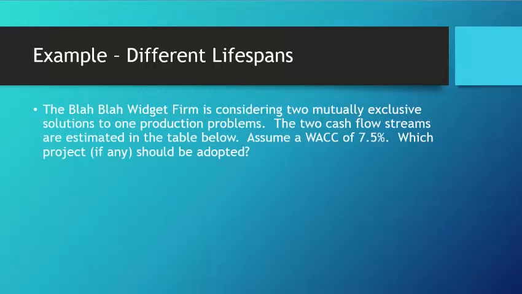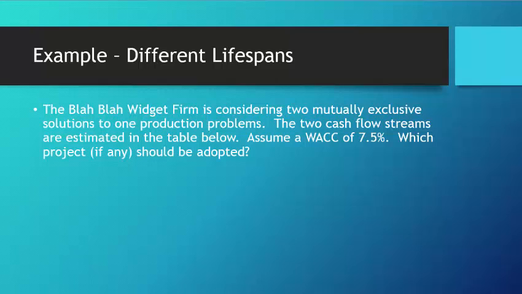And this one I ran out of creativity with, so I called it the blah blah widget firm. Why? Because I couldn't come up with a good funny sounding name. And widgets, people always use widgets in college, so I decided the blah blah widget firm is probably the name that I'm going to use. It is considering two mutually exclusive solutions. They have to be mutually exclusive, or it doesn't really matter. As long as they have positive net present value, we'll just accept all the ones with positive NPV. But if these are in fact mutually exclusive, then we need them to end at exactly the same time.